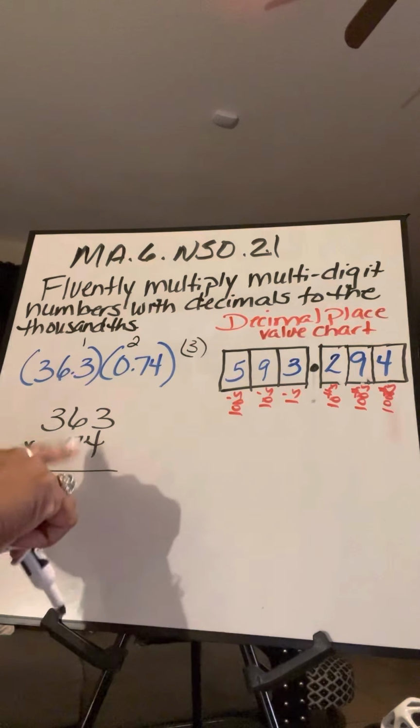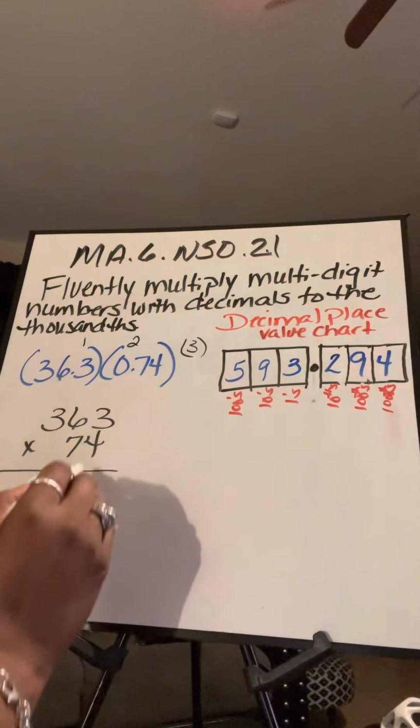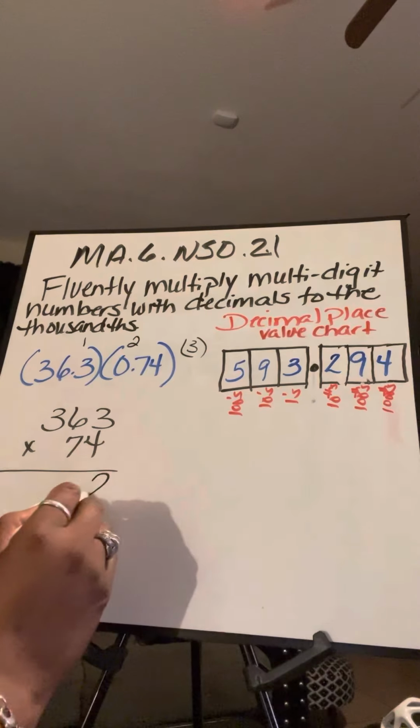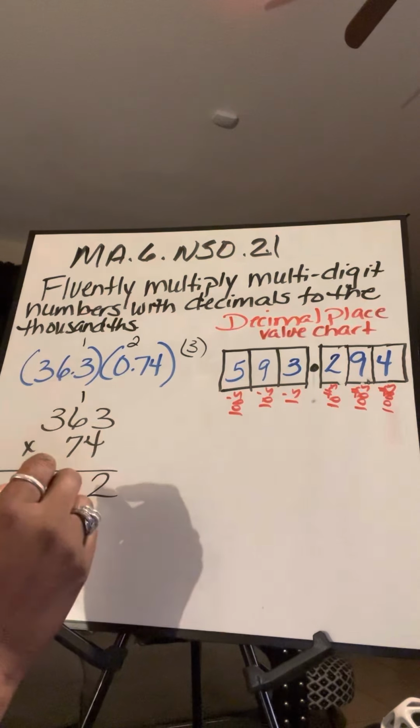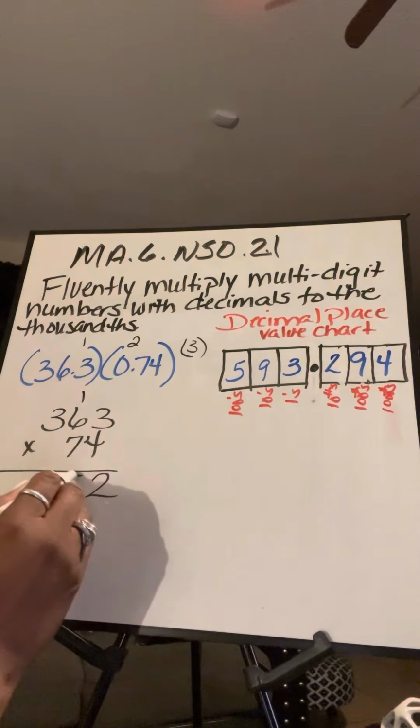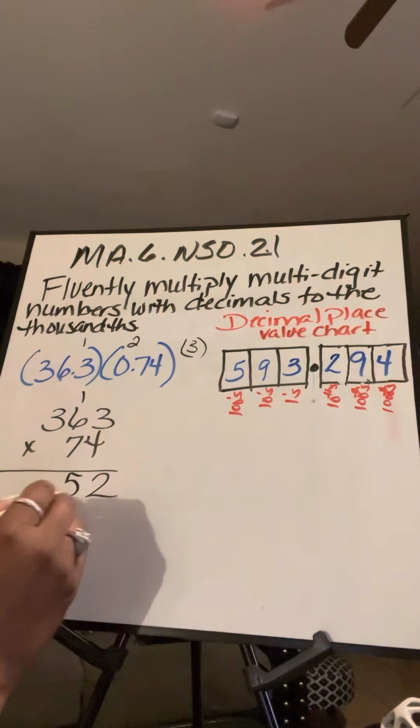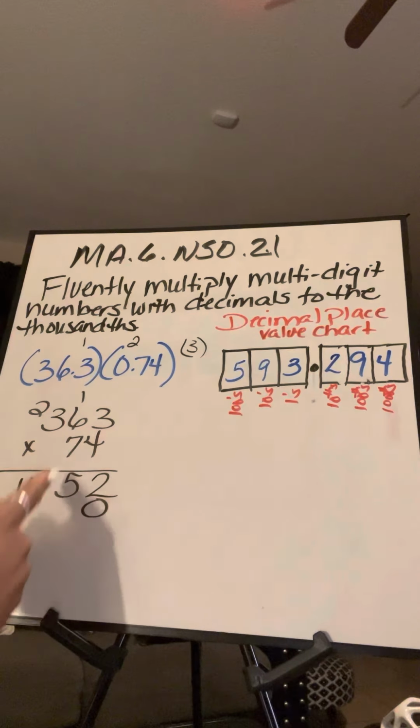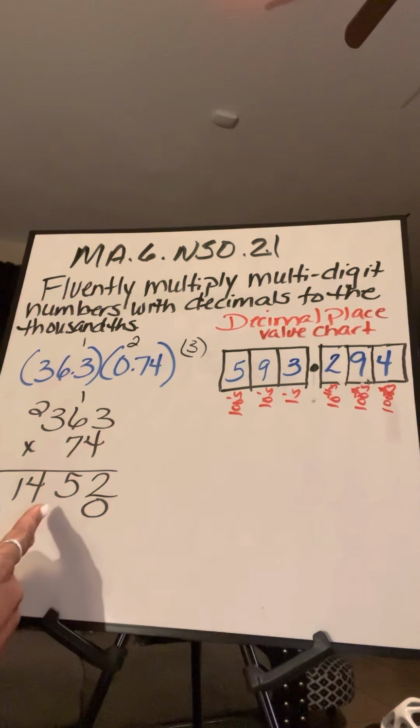So we have 3 times 4 is 12. Keep the 2, carry the 1, regroup the 1. 24, 25. I keep the 2, keep the 5, regroup the 2. 4 times 3 is 12, plus 2 is 14. Now I'm in the second digit, so I'm going to put a 0 here because I'm starting with the second number here.